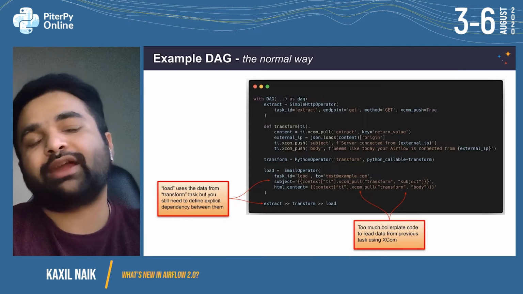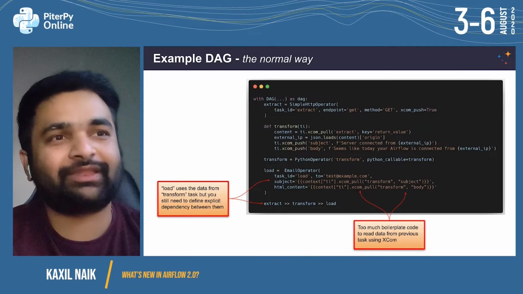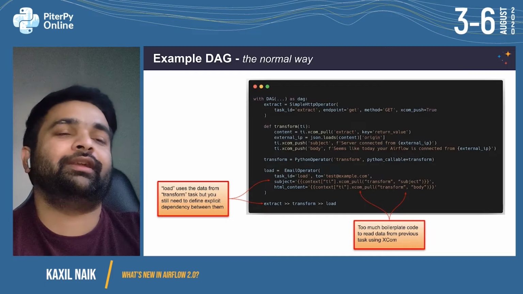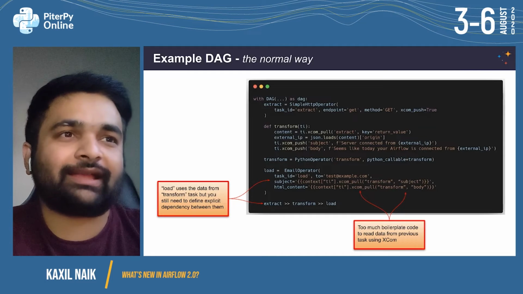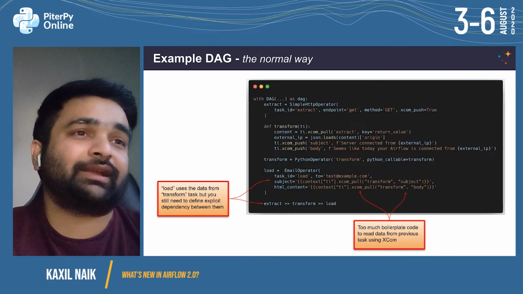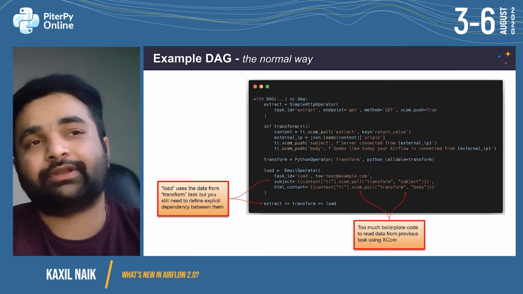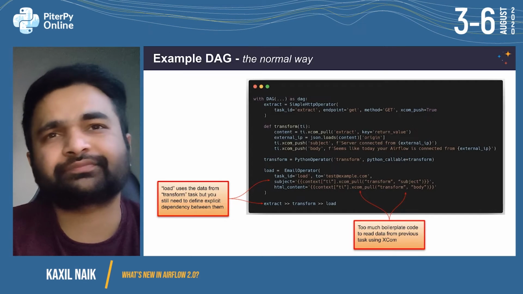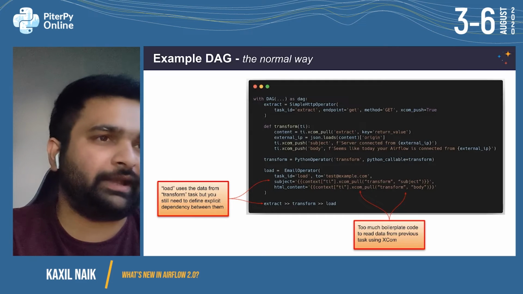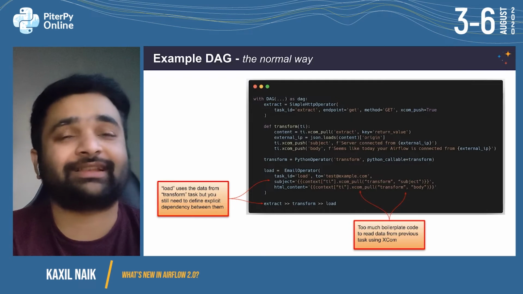The whole question is, why do you need to set the dependencies when you know that the load task is depending on the data pushed by transform task, and the transform task is dependent on the data pushed from the extract task, but we still need to set it, at least right now. Also, there's too much boilerplate code to read data from previous tasks using XCom.